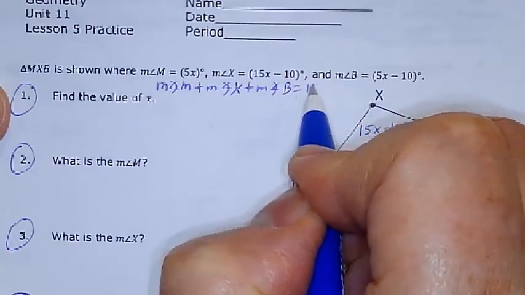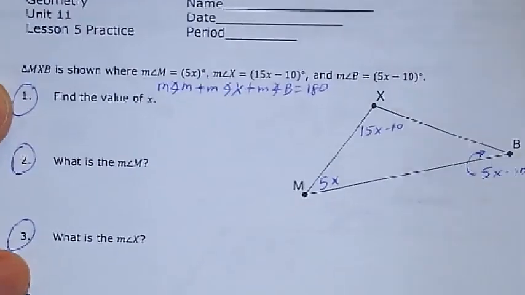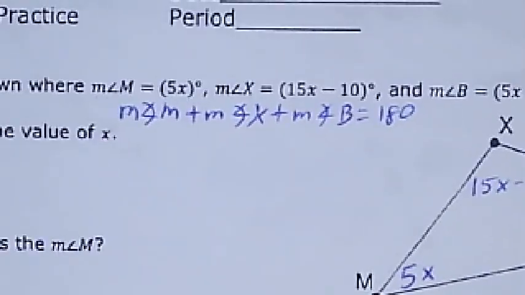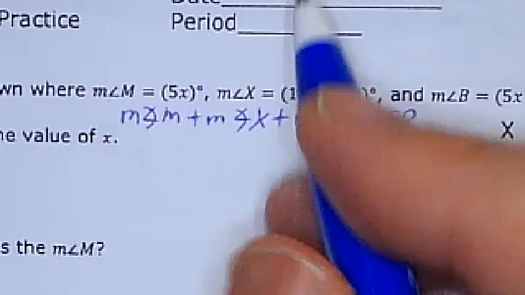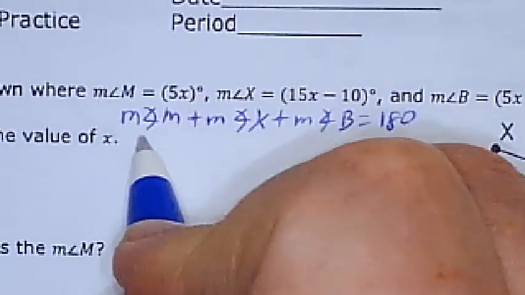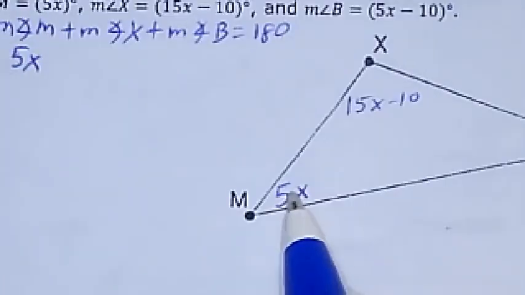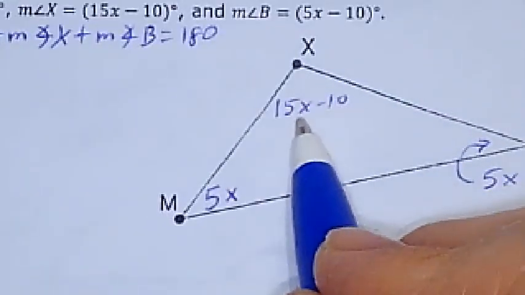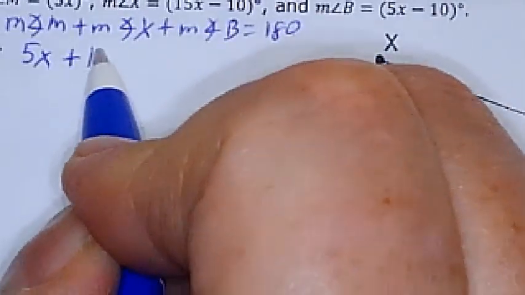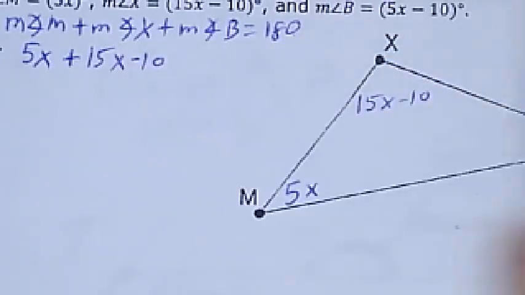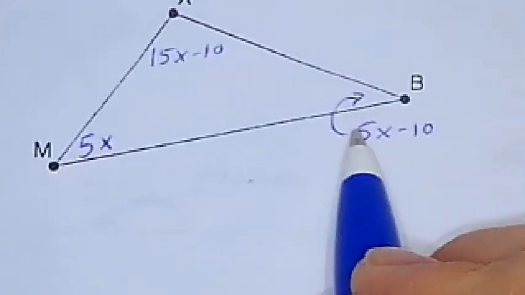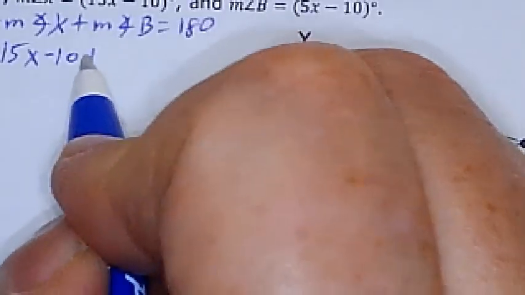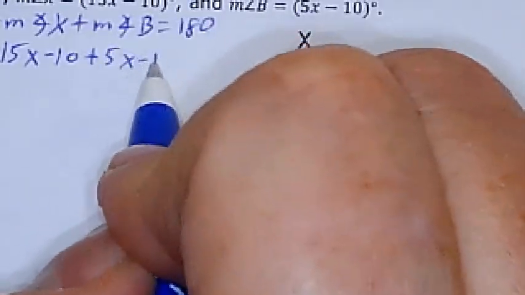Now I'm going to zoom in on that. Because we said the measure of angle M was 5x. So if you take that angle right here, plus angle X, which is 15x minus 10, plus the measure of angle B, which is 5x minus 10, and that's the sum of all three angles.